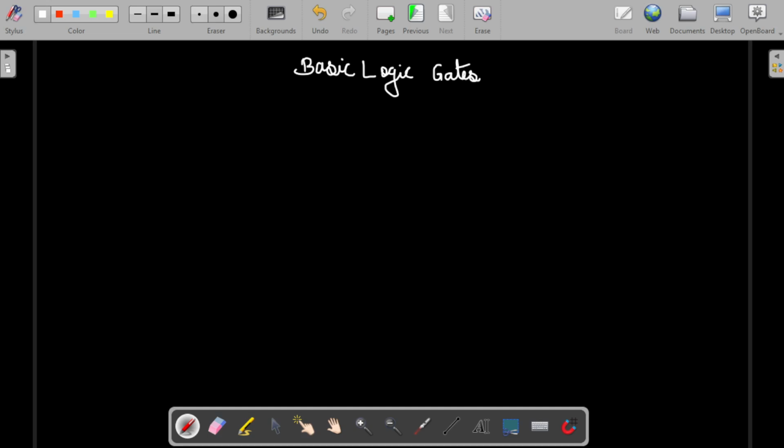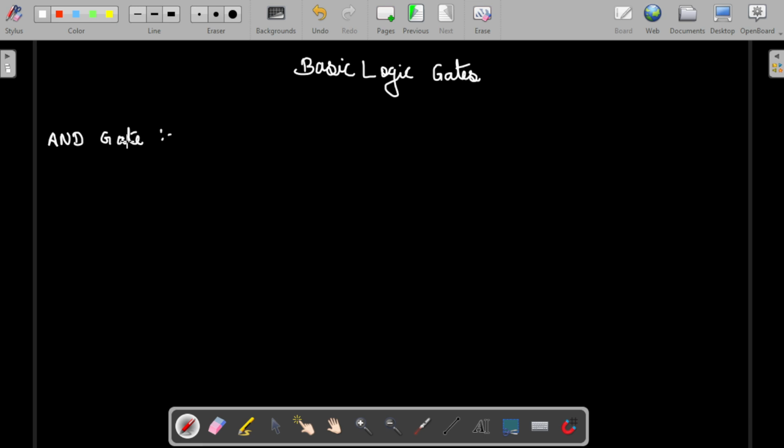So in this lecture, we are going to continue our discussion on the digital electronics subject. In the number system, the majority of the basic concepts have been covered. So today we will be starting with basic logic gates. The first thing that we are going to discuss today is the AND gate. So this is the AND gate.